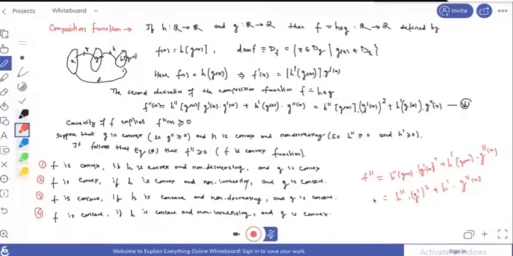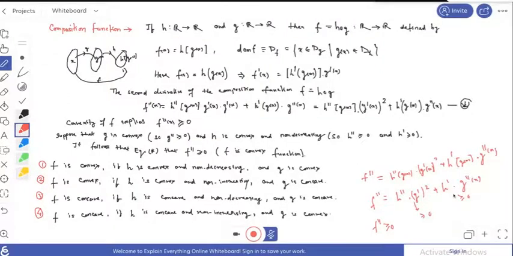Okay. So here, this f double prime is greater or equal to 0. But this term is greater or equal to 0, and this term is greater or equal to 0. Okay, so this term is always greater or equal to 0. This means this is always convex. So for f is convex, this h is always convex. Okay, and here the product of these two is greater than or equal to 0.